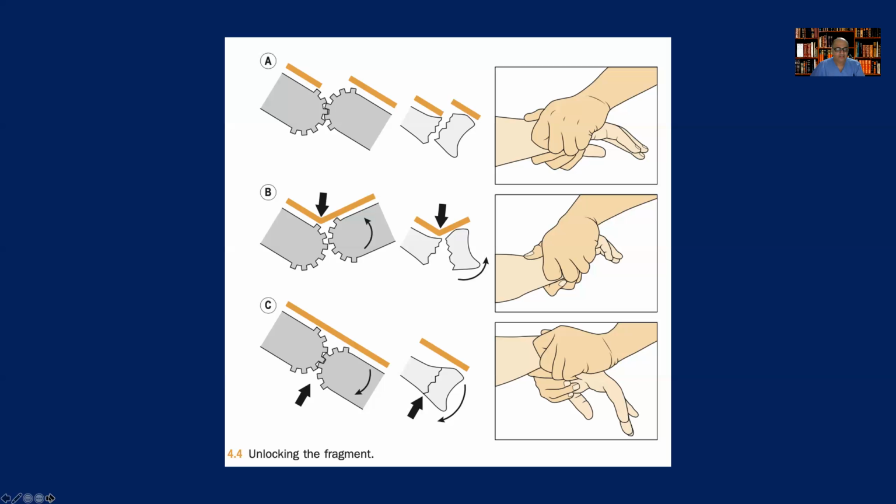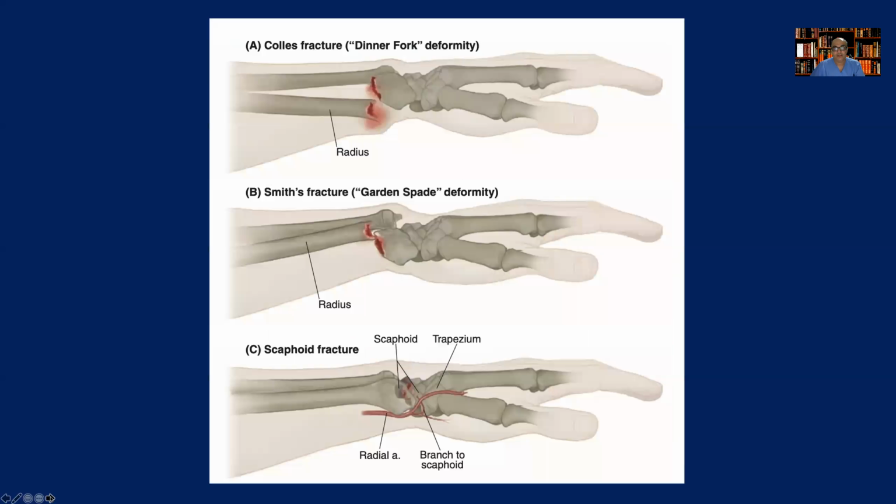Anyway, this is more an application type. If you don't know about this point, it's okay. You're not expected to answer exactly what is happening on this slide. Now, same presentation. Someone falls on an outstretched hand. In this situation, we call it Colles fracture. But if everything is reversed, this downwards, now this upwards, we call it Smith fracture, garden spade deformity.